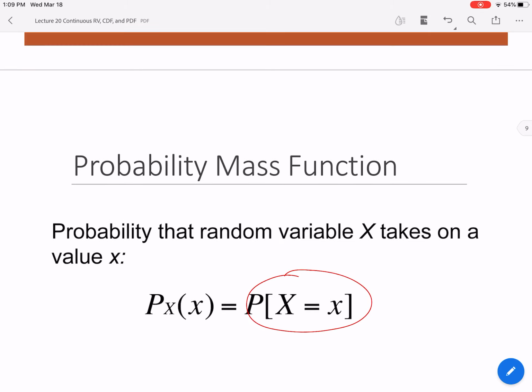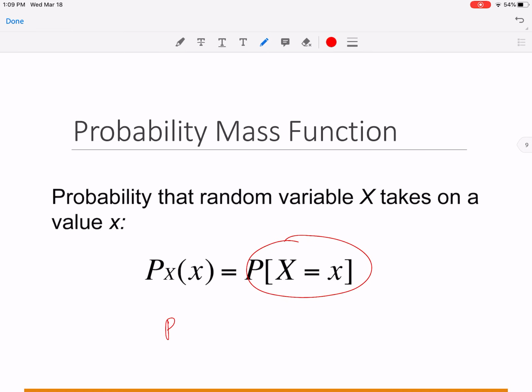For example, for a binomial random variable, the PMF of x is n choose x times p to the x times 1 minus p to the n minus x. That's the generalized probability formula, or the probability mass function for binomial random variables.